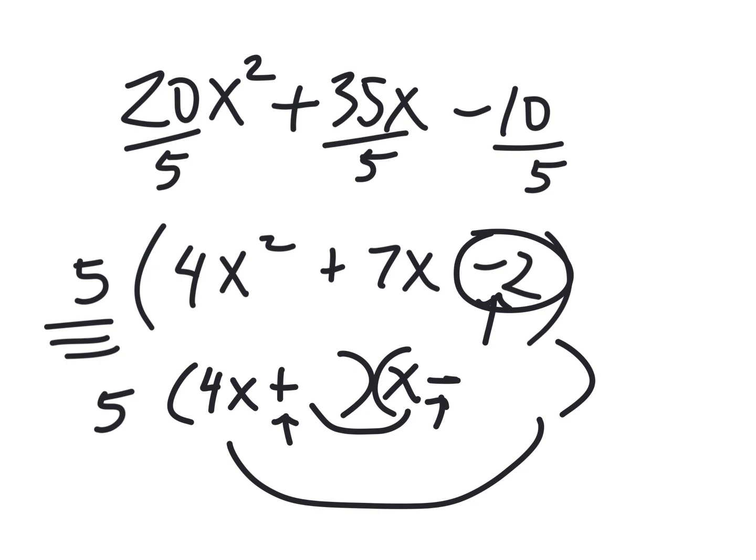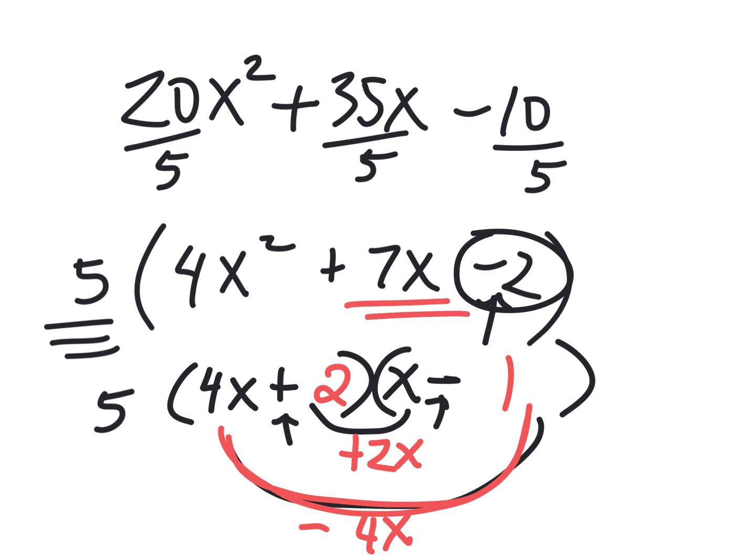So I try this. I stick in a 2 and a 1, and I realize that the outside makes negative 4x and the inside makes positive 2x, and that does not make 7. So it can't be the 2 there and the 1 there, so switch. If it was the exact opposite of what I wanted, I would have switched the signs. But I have to switch the numbers.